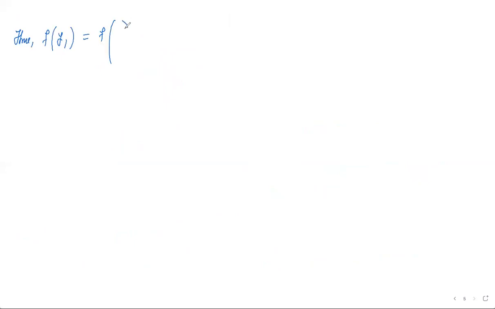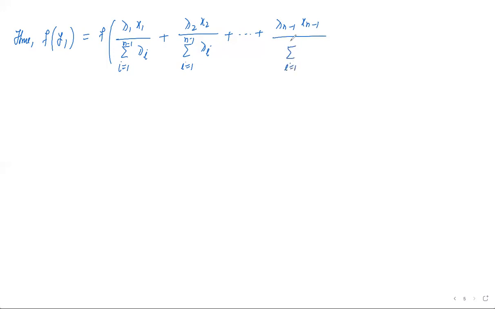So this is lambda 1 x1 divided by summation i running from 1 to n minus 1 lambda i, then plus the second term, lambda 2 x2 divided by summation i running from 1 to n minus 1 lambda i, then plus so on, plus lambda n minus 1 x n minus 1, whole divided by summation i running from 1 to n minus 1 lambda i.